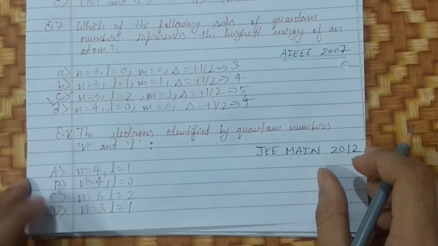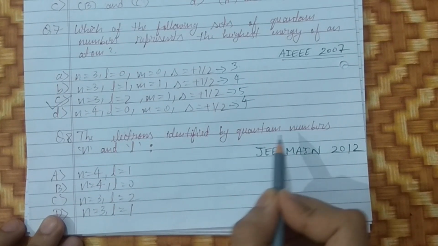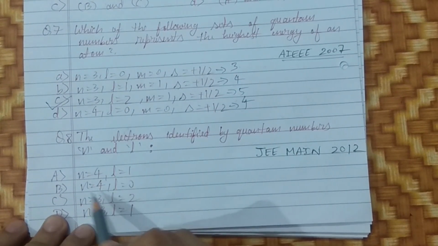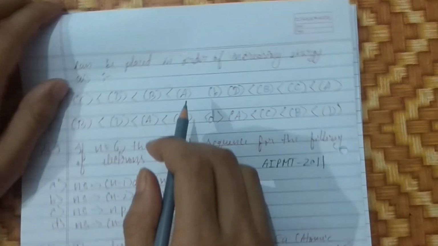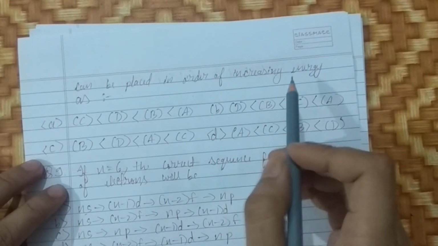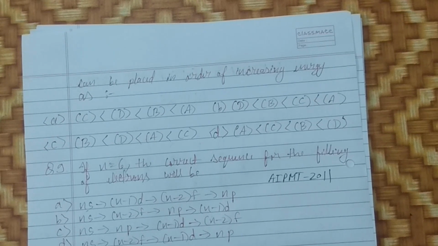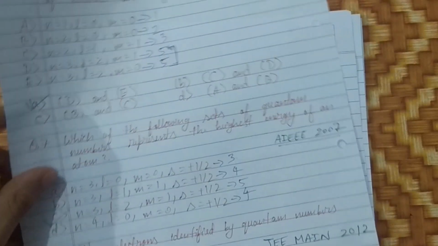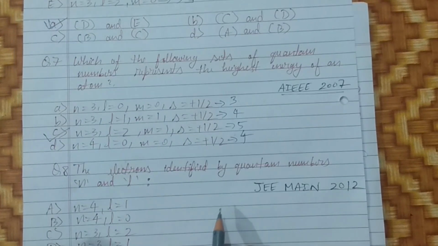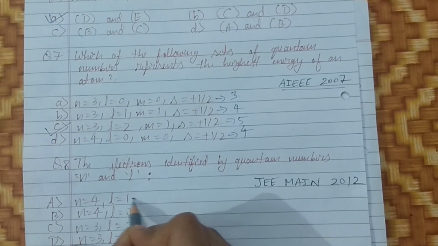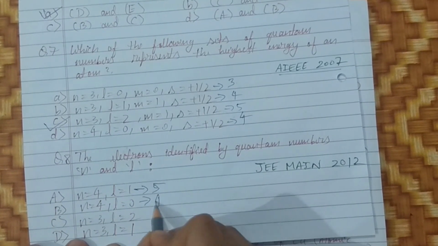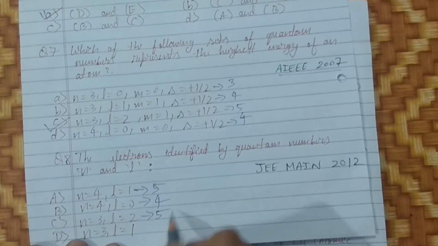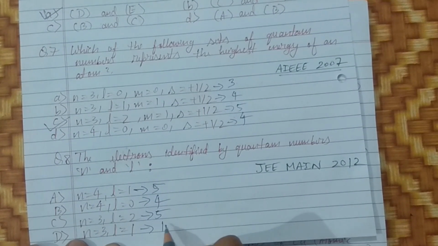This time, these are the 4 electrons identified by quantum numbers n and l, and the question says they can be placed in order of increasing energy. For that we will again have to write the value of n plus l. For this case n plus l will be 4 plus 1, which is 5. In this case it will be 4 plus 0, which is 4. In this case 3 plus 2, which is 5. In this case 3 plus 1, which is 4.